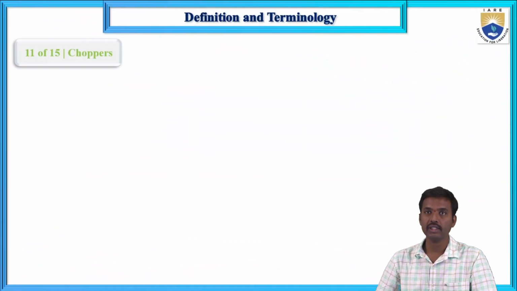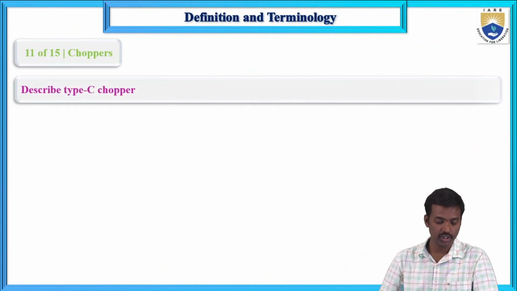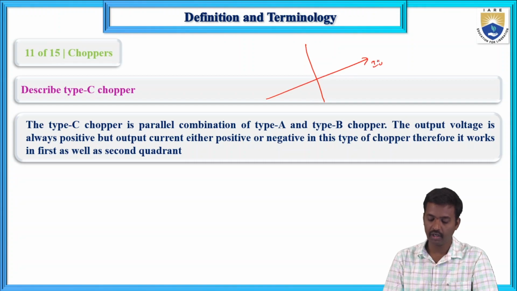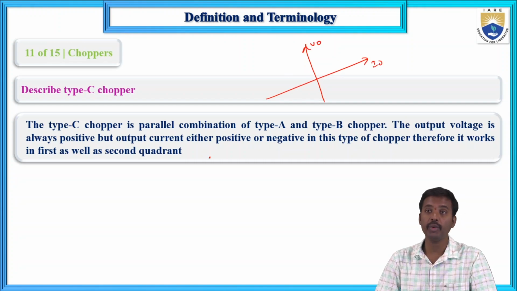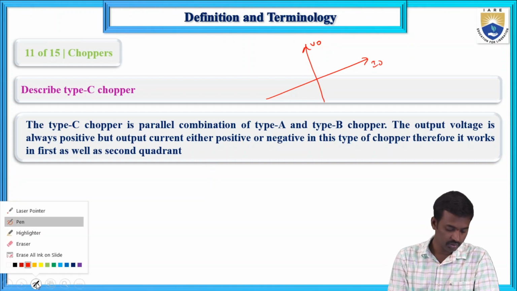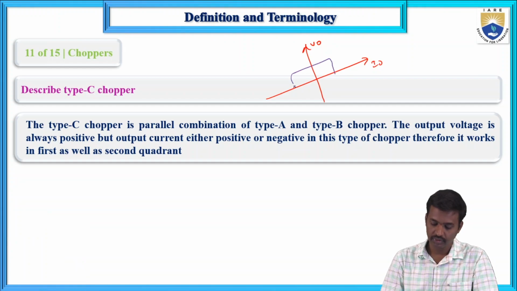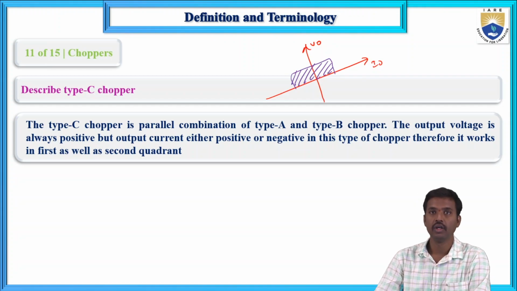Now class C chopper. This is I naught and this is V naught. It operates in two quadrants, the first and second quadrants, meaning the parallel combination of type A and type B chopper. Now here, this is a type A chopper and type B chopper. You can call it class A and class B.